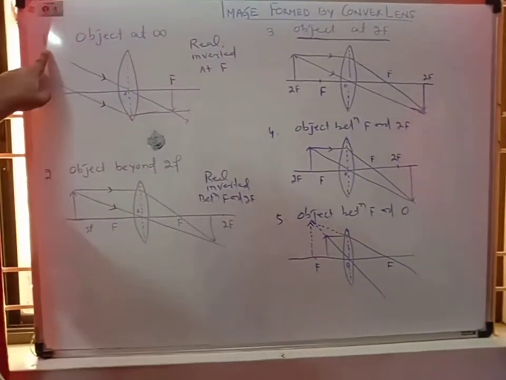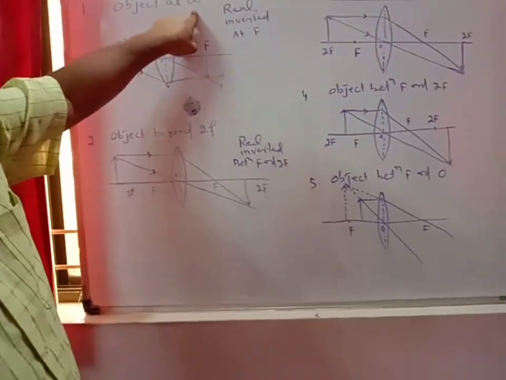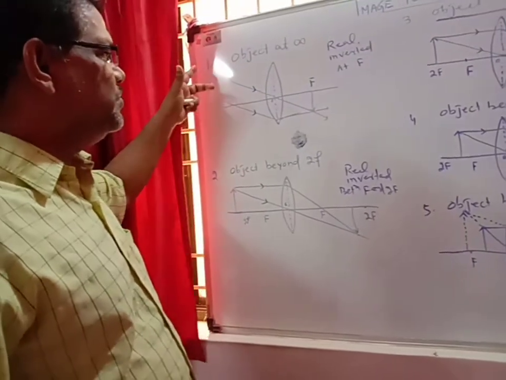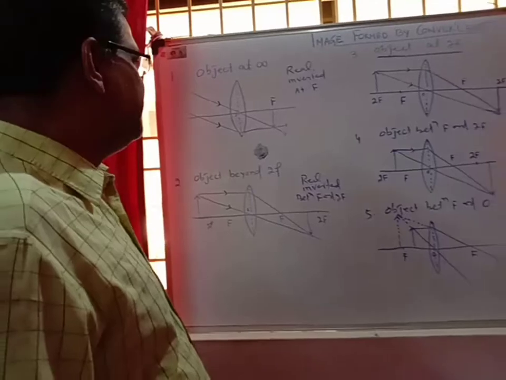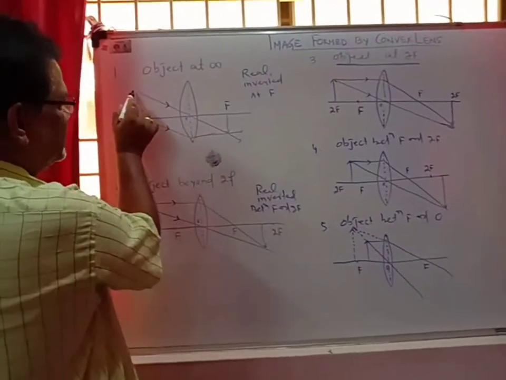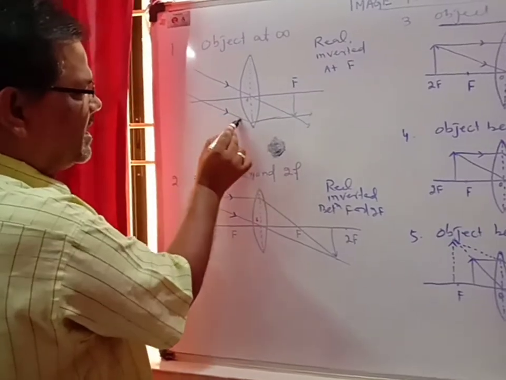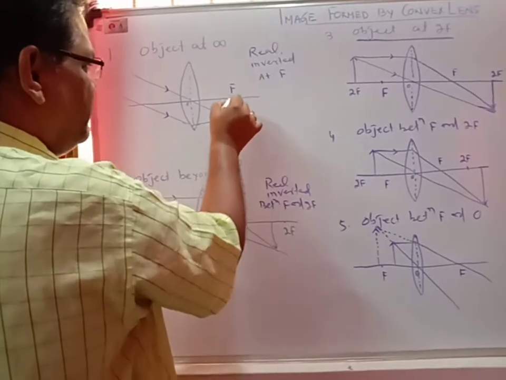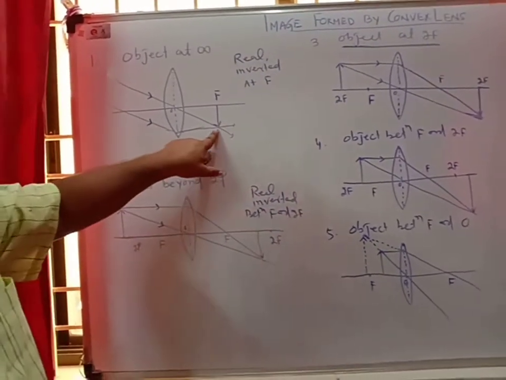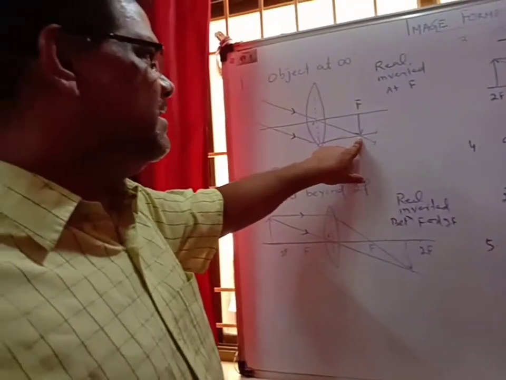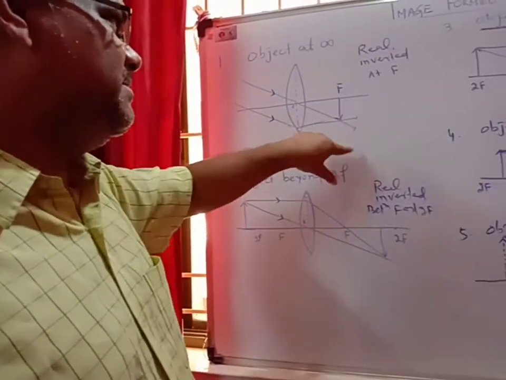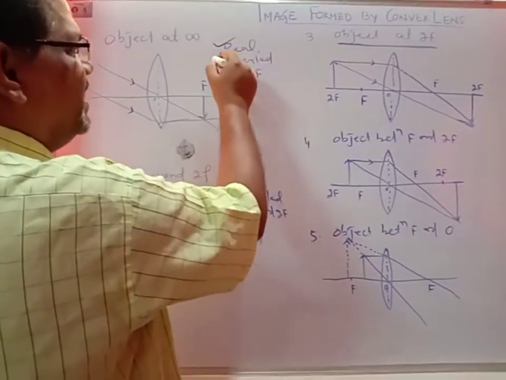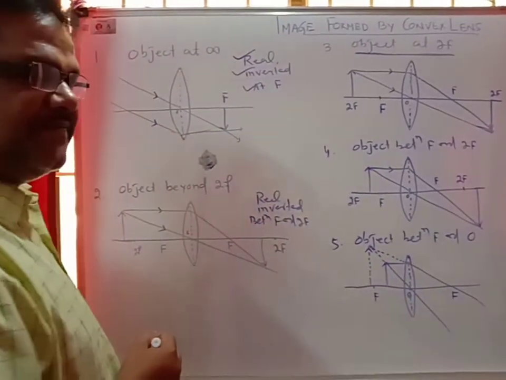Case number one, if the object is placed at infinity. If the object is at infinity, the rays which will be coming are parallel rays. After refraction, one passes through the optical center, another is parallel, and they meet at a point here, the principal focus F. The image which will be formed on the opposite side of the object is real.